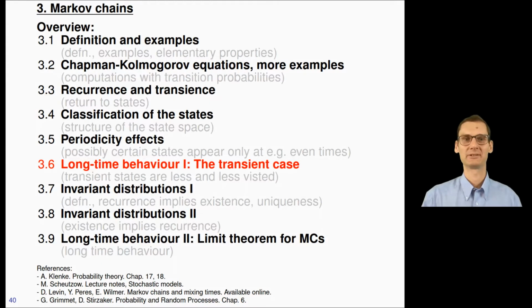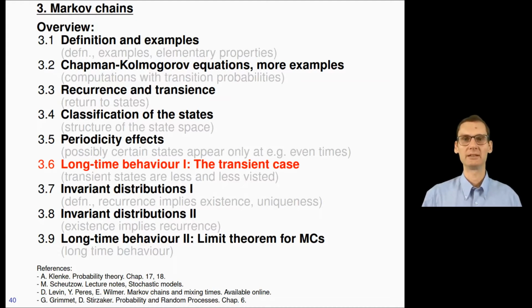This is section 3.6, long time behavior 1, the transient case. We are now about halfway through chapter 3, so let's recap what we have done in the section so far and where we are heading to in the following sections.